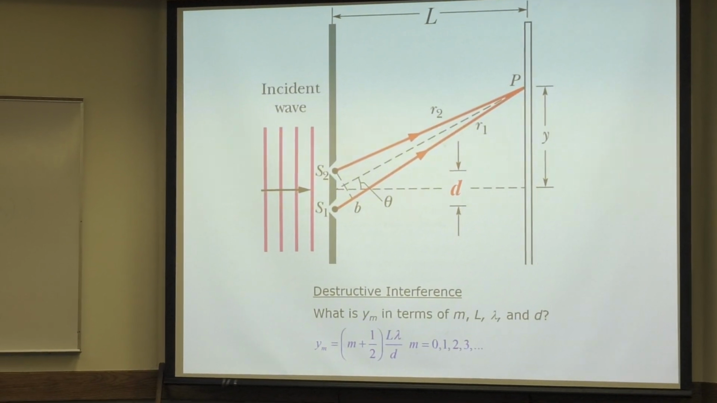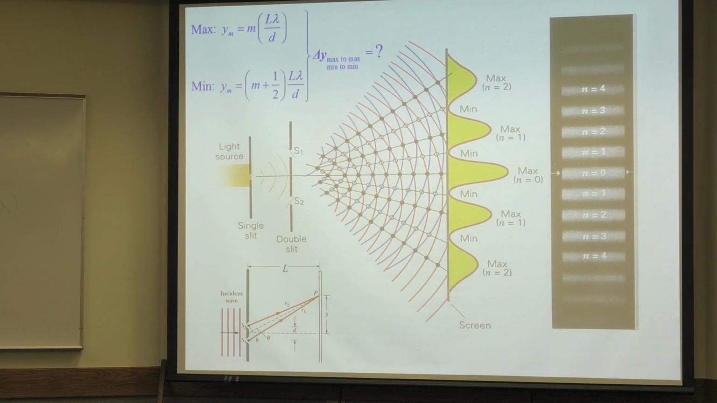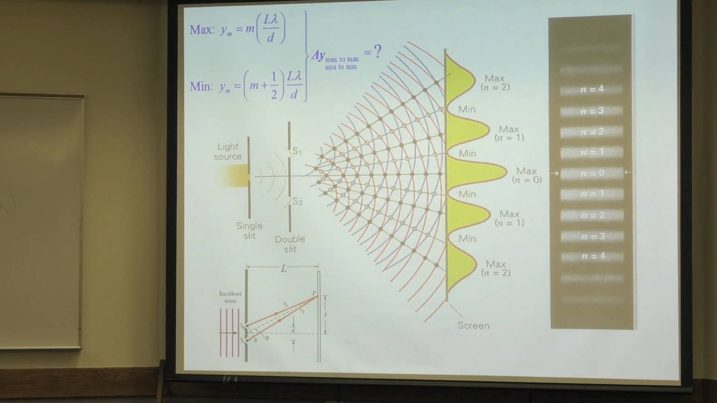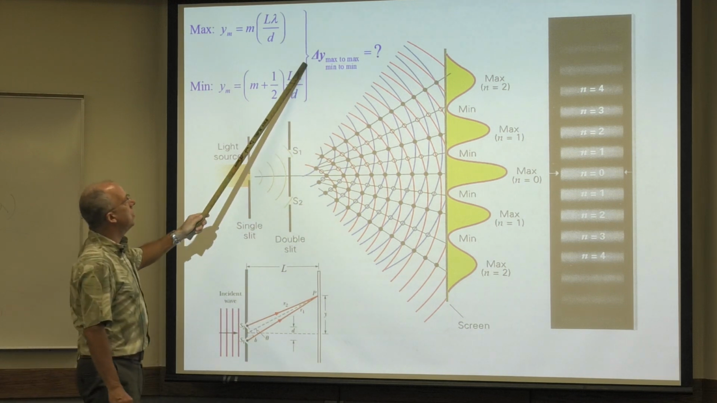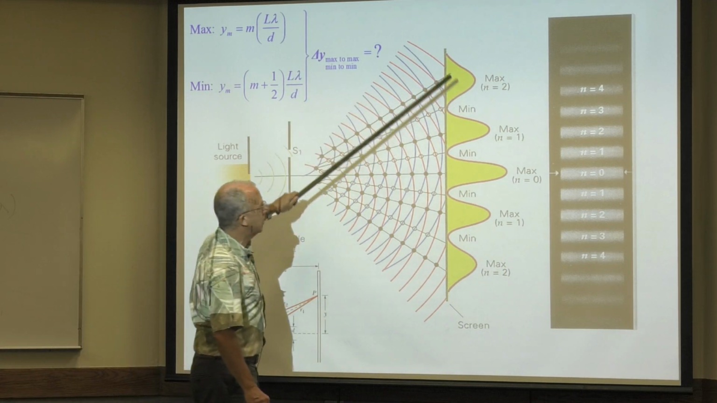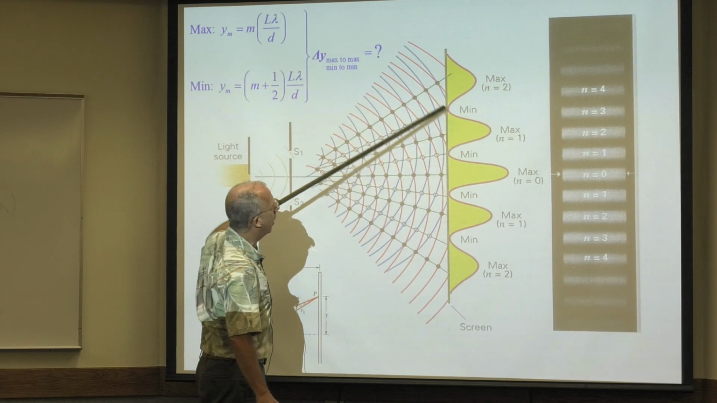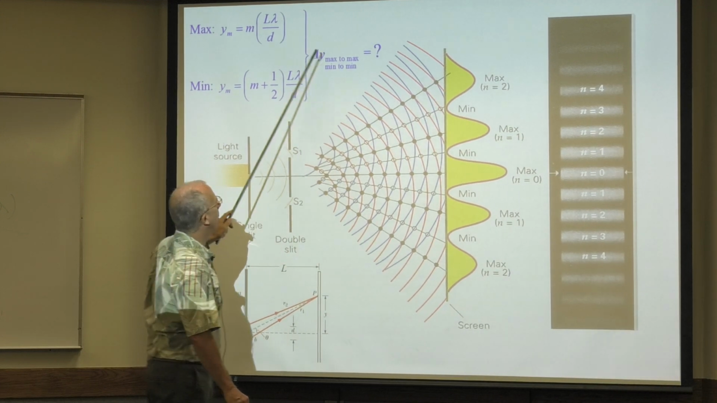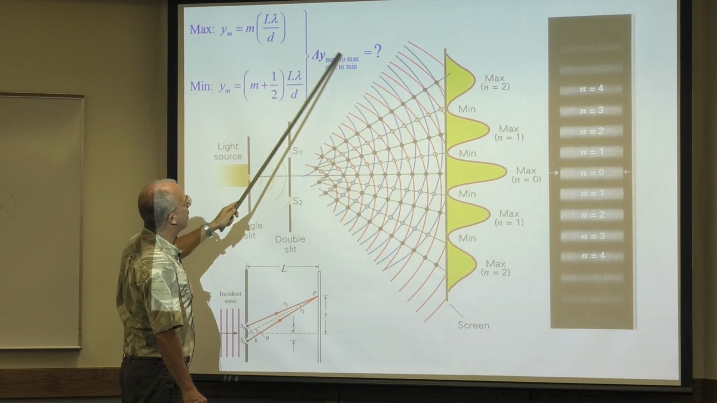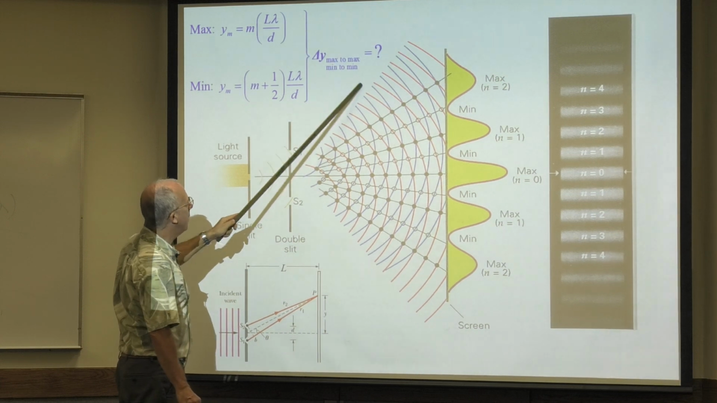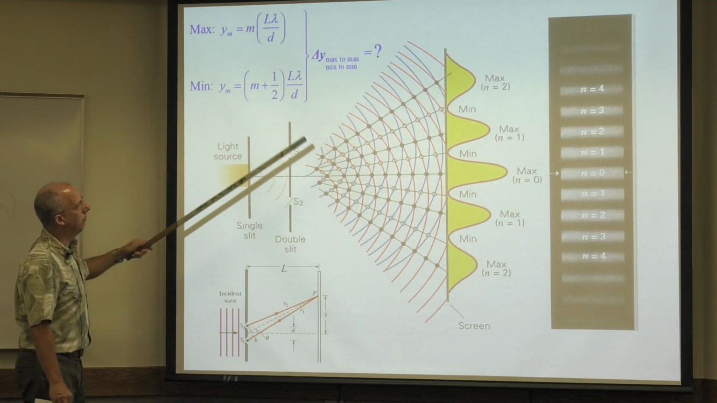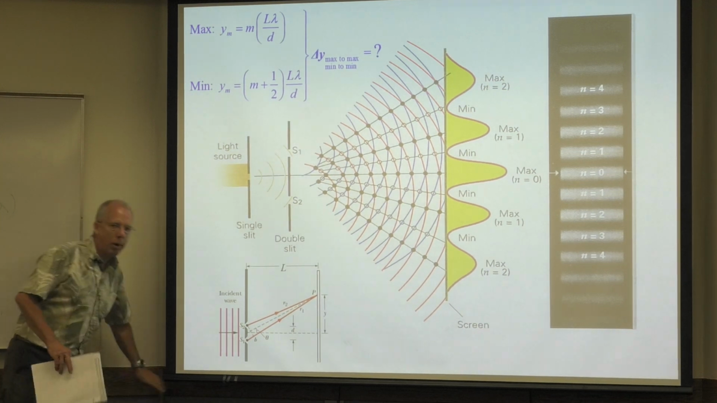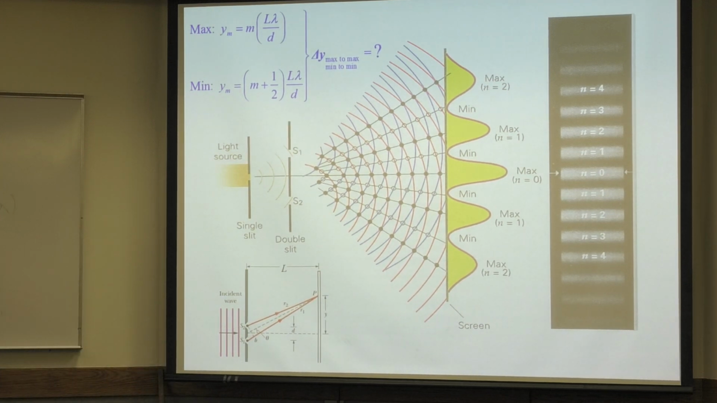All right, now, next question. What's the distance from, say, here to here, or here to here? In other words, what's delta y from max to max, or min to min? So use these equations that you figured out and figure it out. Pause your video and please figure that out.